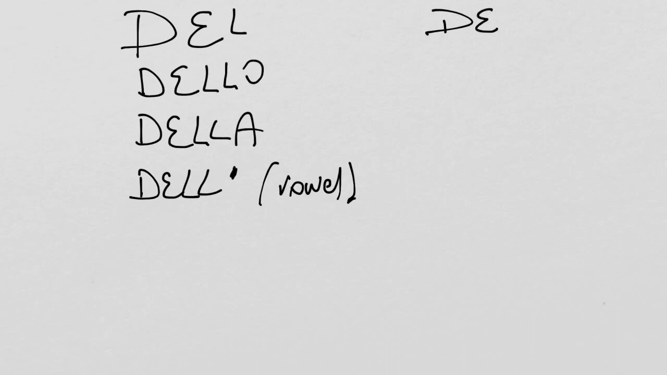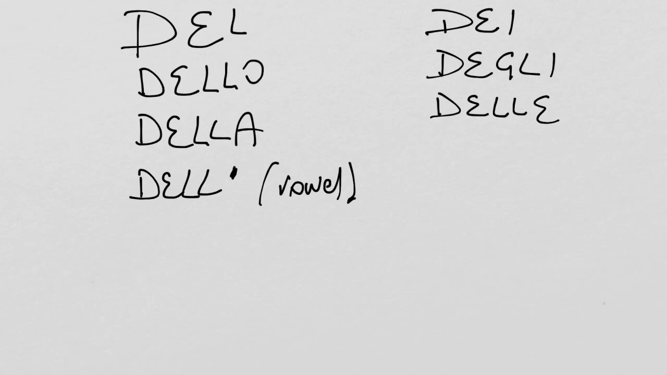In the plural we have dei, degli, and for the feminine plural the form delle. And here is how Italian complicates such a simple form as of the.